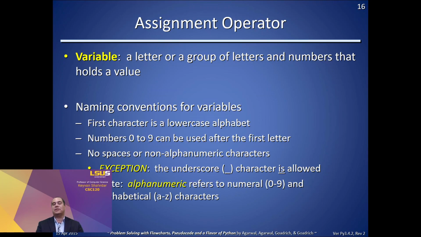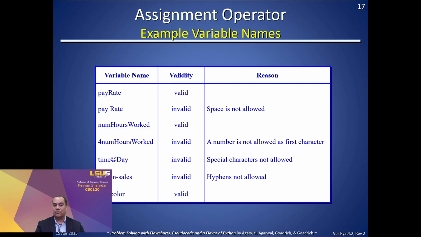A variable is a letter or a group of letters and numbers that holds a value. We have naming conventions for variables. The first character is a lowercase alphabet. Numbers 0 to 9 can be used after the first letter. No spaces or non-alphanumeric characters. Exception: the underscore character is allowed. Note, alphanumeric refers to numerals 0 through 9 and alphabetical A through Z characters.